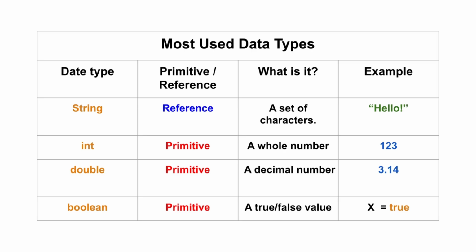There are many data types in Java, but for today's video, we will learn the four main data types to code in Java. The first data type is string. It is a reference data type. It is basically a piece of text. We used it to write texts.